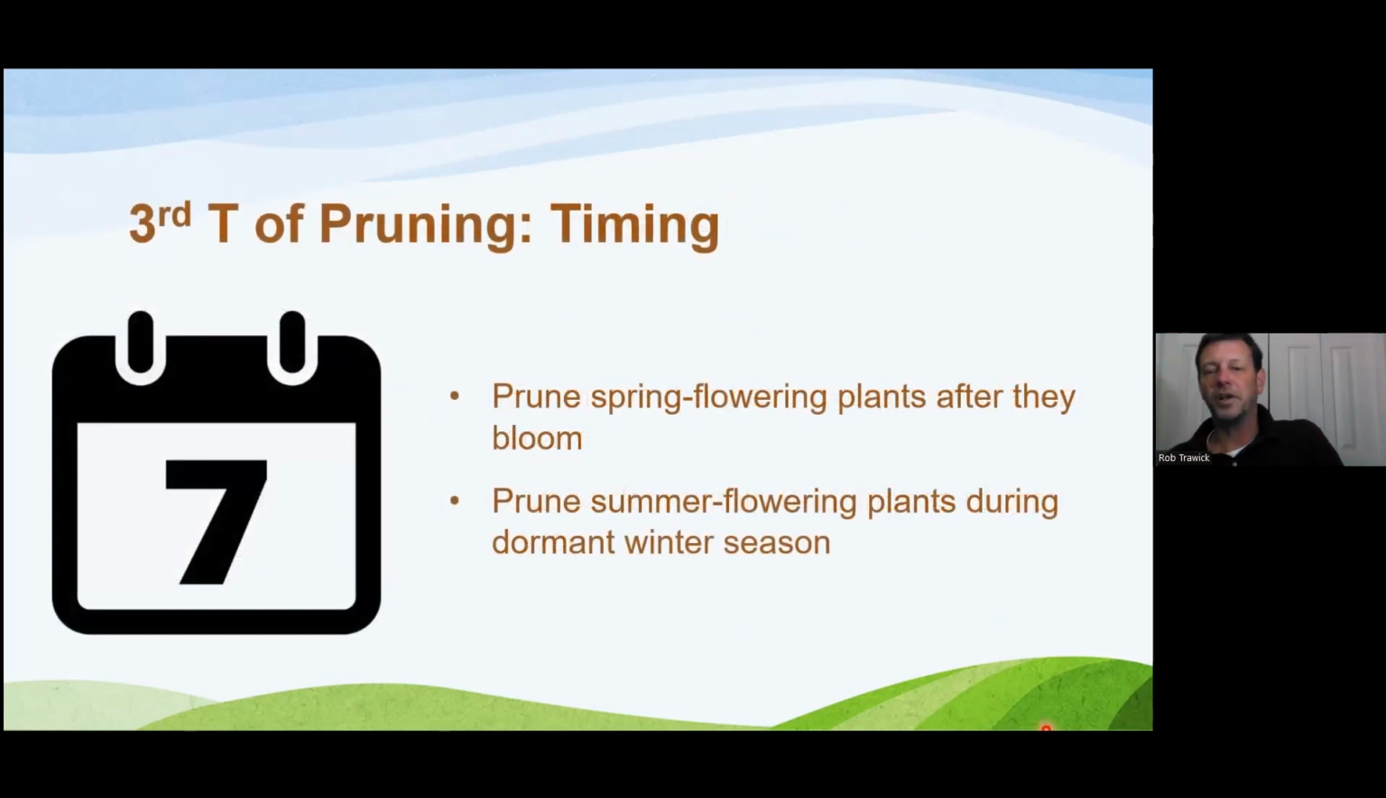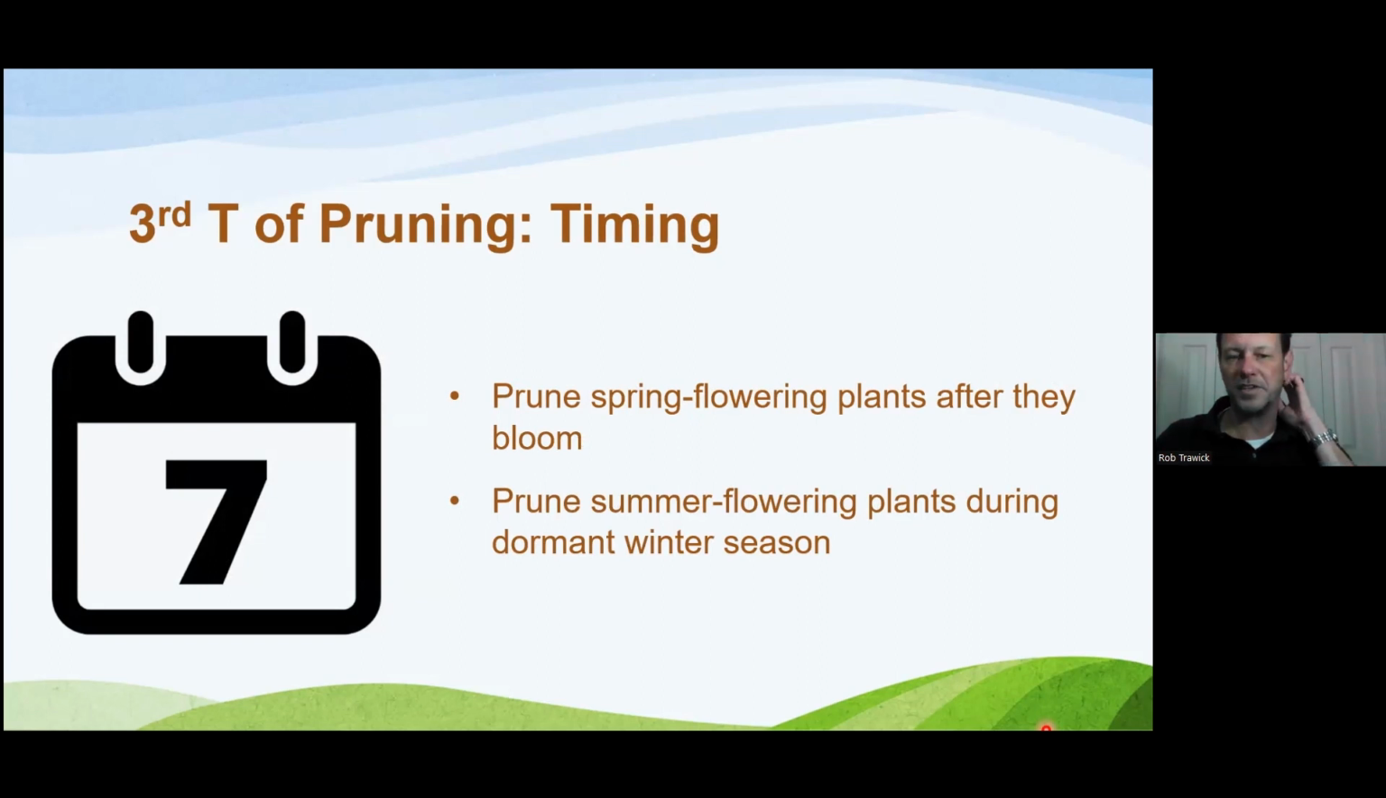The third T of pruning is extremely important, particularly for flowering plants, and that's timing. So we want to prune our spring flowering plants after they bloom. I kind of refer to this in my own mind as a May rule. So if plants bloom May and before that, azaleas are a great example of that. Plants that bloom May and before, you prune after they have bloomed.